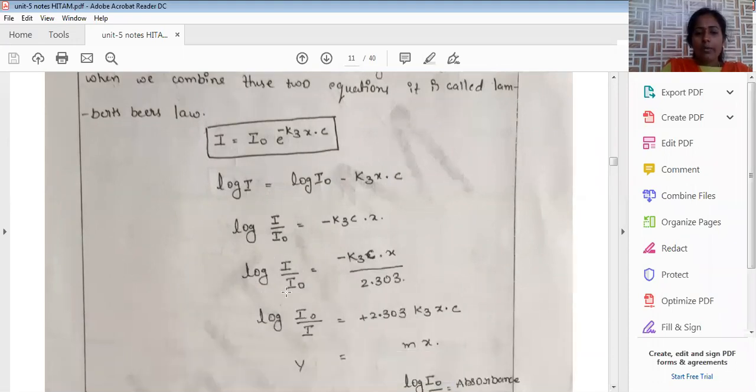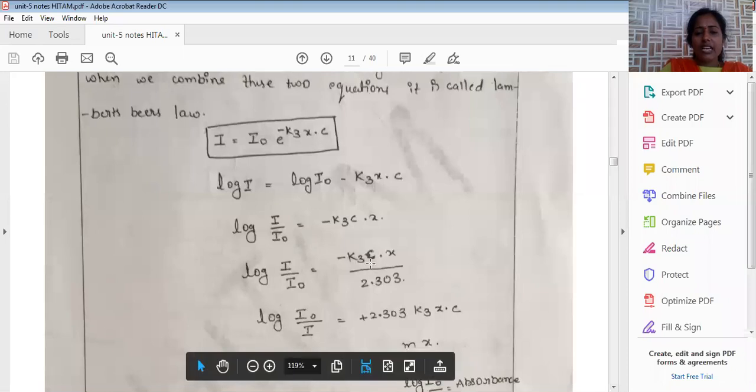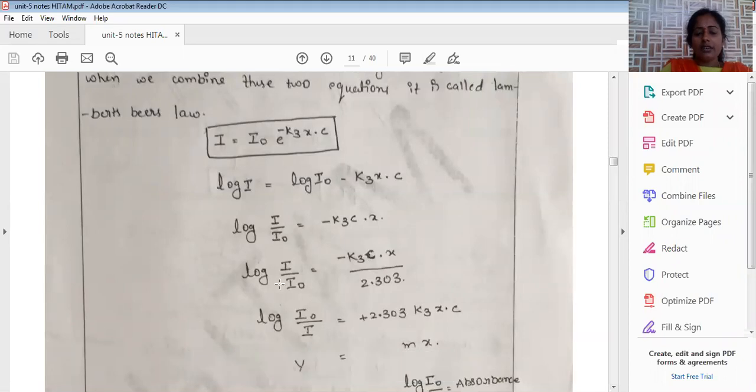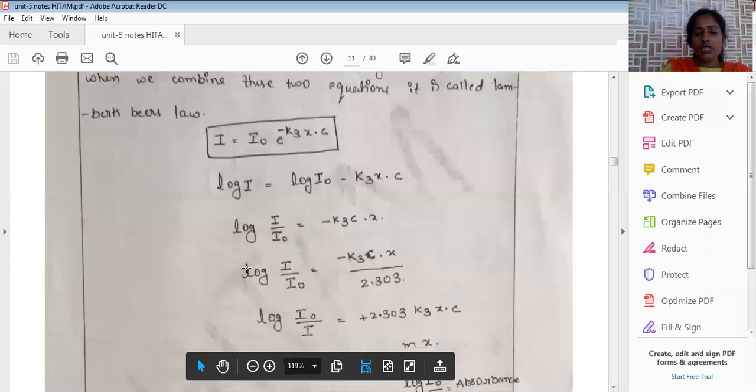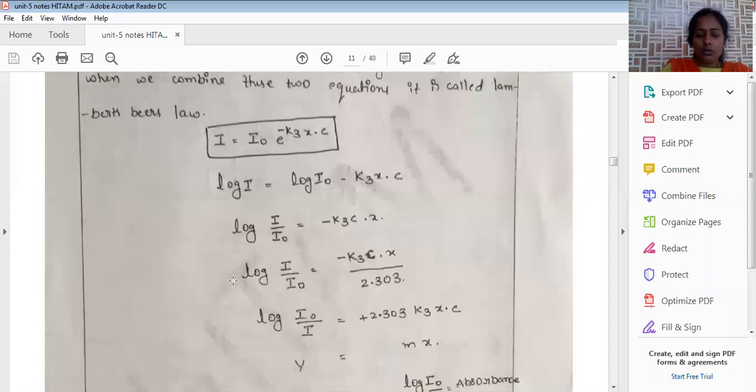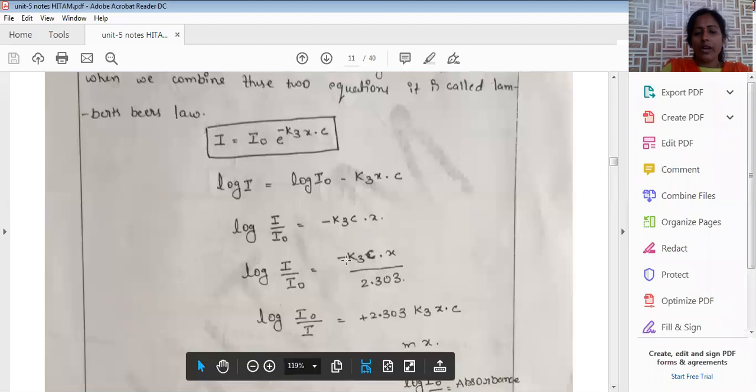Now log I by I naught is equal to minus k3 into c into x. Here, when ln value is converted into log, it can be multiplied with 2.303. This side log is there, that's why. So when we take this 2.303 to the other side, it becomes the denominator. Log I by I naught is equal to minus k3c into x by 2.303.